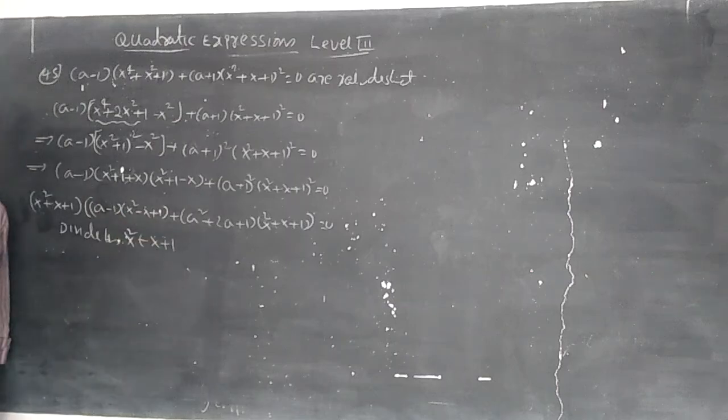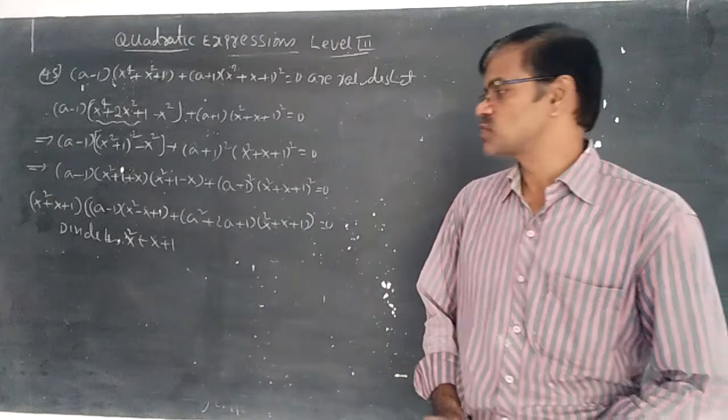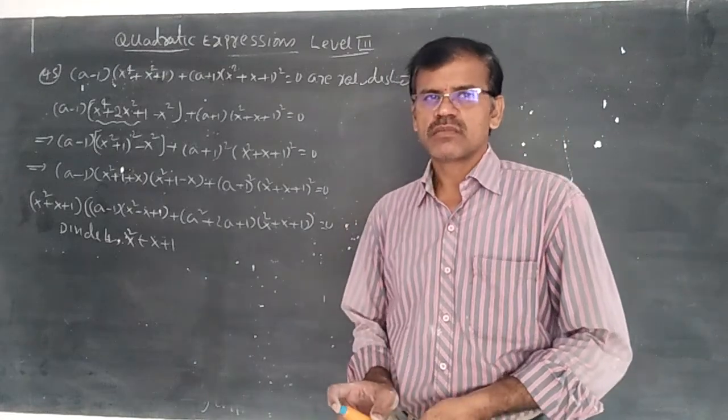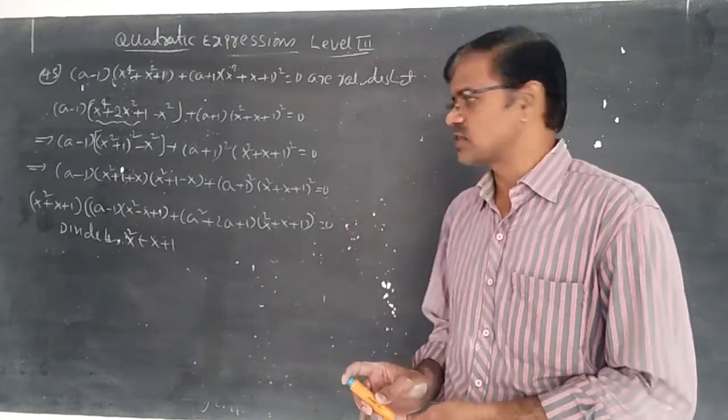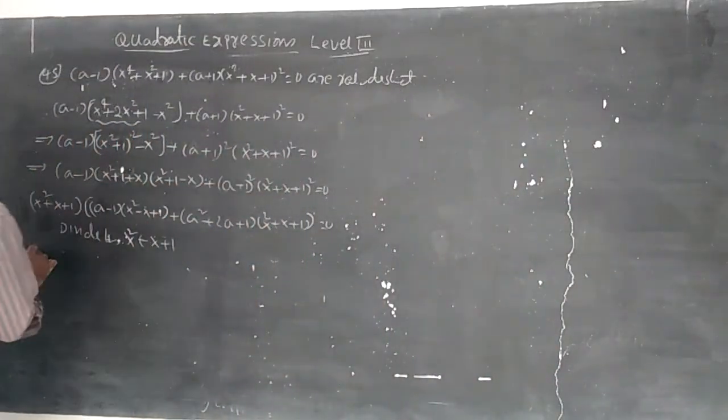It becomes 0. No need to calculate about x square plus x plus 1, because the roots of x square plus x plus 1 are imaginary, not real. Because 1 comma omega square satisfies, they are imaginary roots. So no need to calculate about this one.